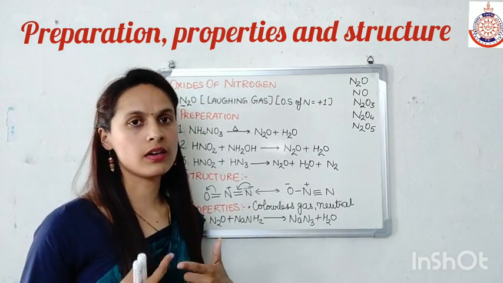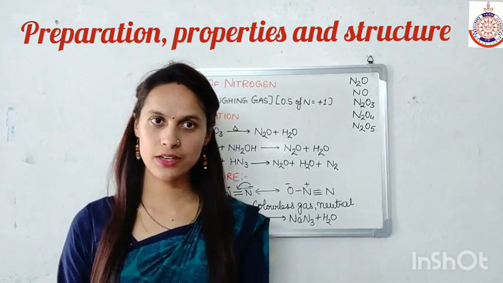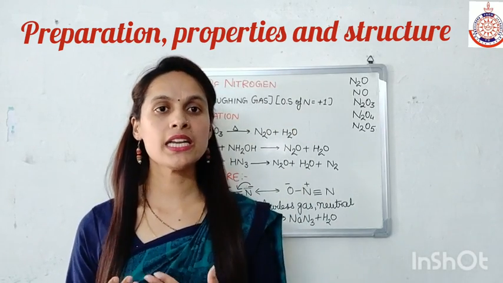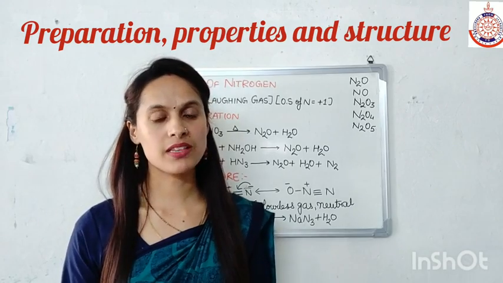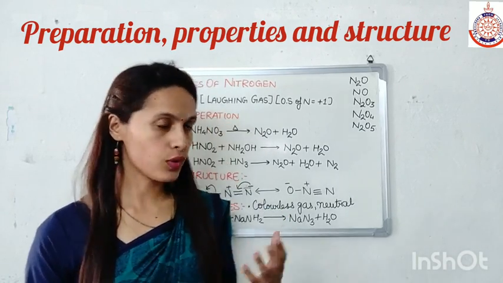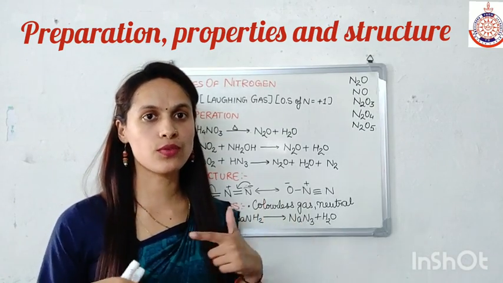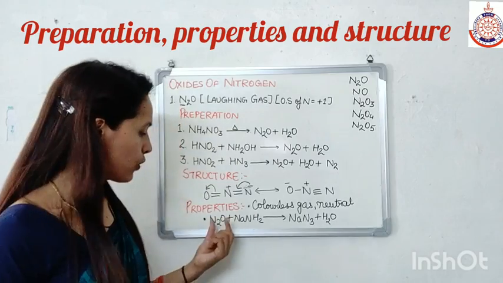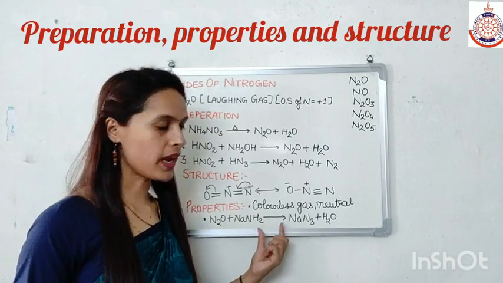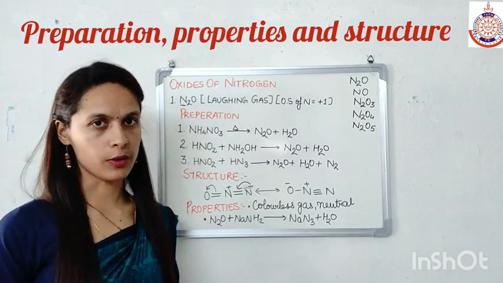And in our previous video, when we studied the preparation of dinitrogen, we studied that by heating sodium azide or barium azide, we get the purest form of dinitrogen. So here we get the reactant for the preparation of the purest form of nitrogen. So N2O, when it reacts with sodium amide, gives sodium azide, and the byproduct is water.